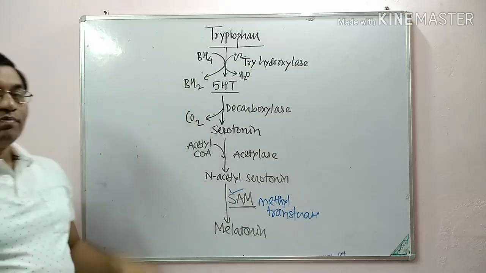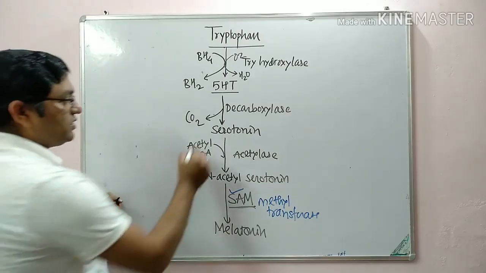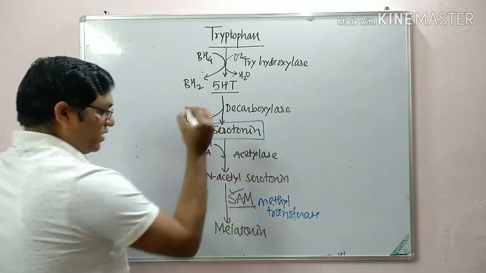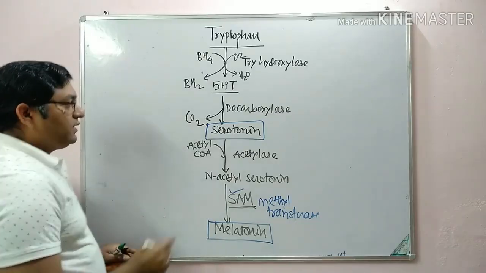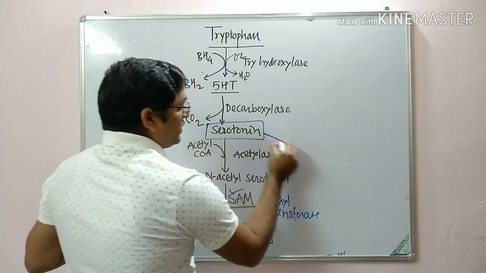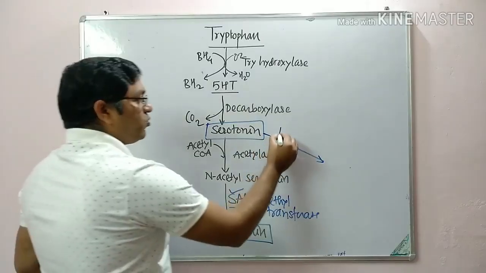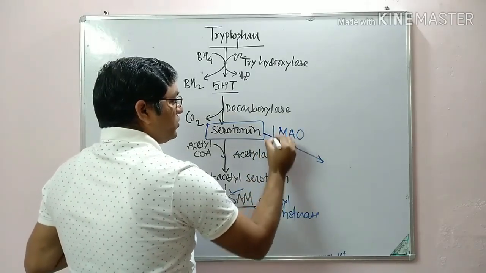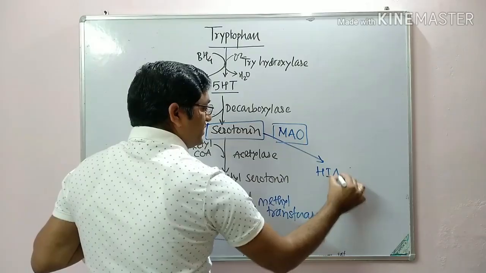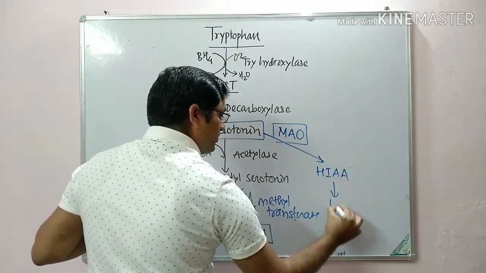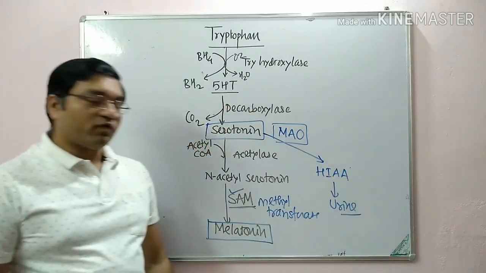So you can compare this pathway to the norepinephrine and epinephrine synthesis. So there is synthesis of serotonin here, and melatonin. Then serotonin, which is 5-hydroxytryptamine, with the help of monoamine oxidase is converted into hydroxyindole acetic acid, which is excreted in the urine. So these are the products given by tryptophan.